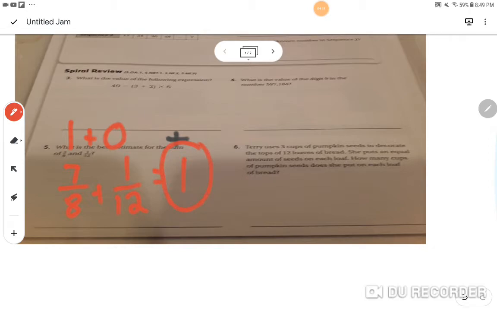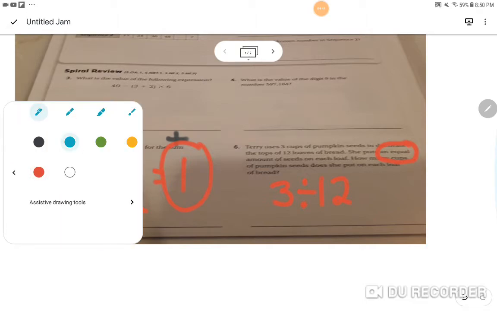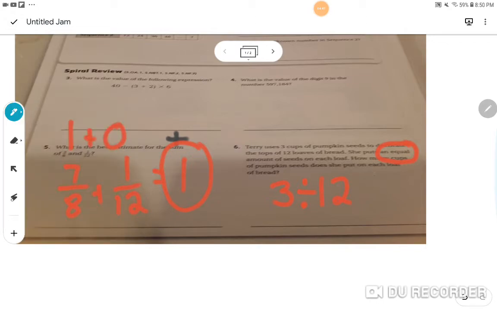All right, last one. Terry uses 3 cups of pumpkin seeds to decorate the tops of 12 loaves of bread. She puts an equal number on each. So that kind of is the clue. She's basically taking 3 cups and dividing it by 12. I don't know why that's not sticking. There you go. 3 divided by 12. So what does that equal? 3 divided by 12 is 3 12ths. That's it. Remember, write it as a division problem, 3 divided by 12. So how much does each get? They each get 3/12 of the pumpkin seeds. Come on, that wasn't that bad.